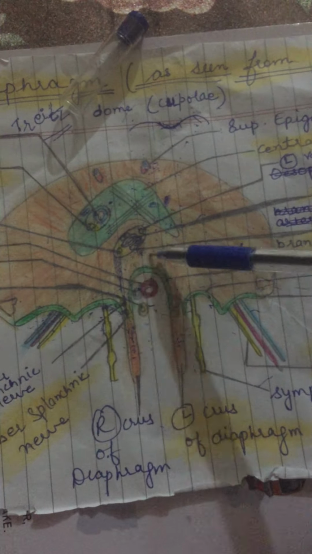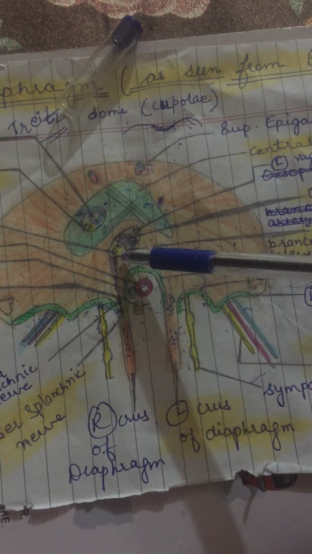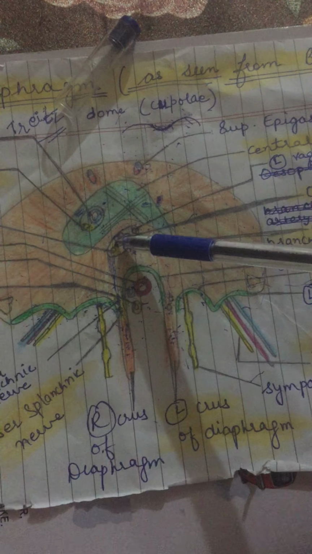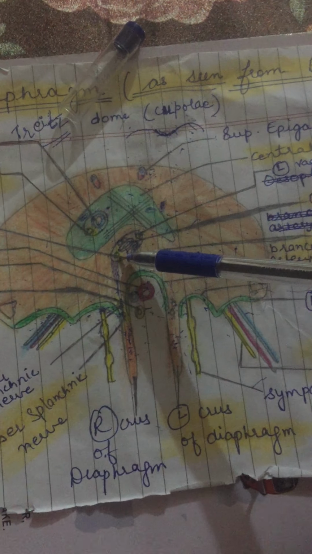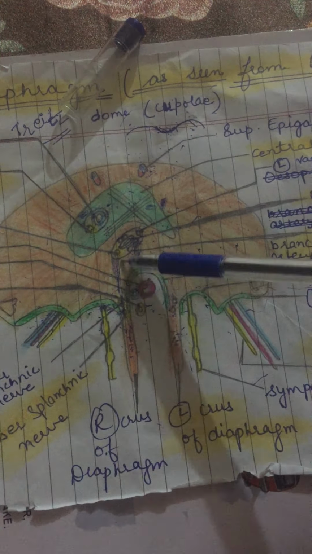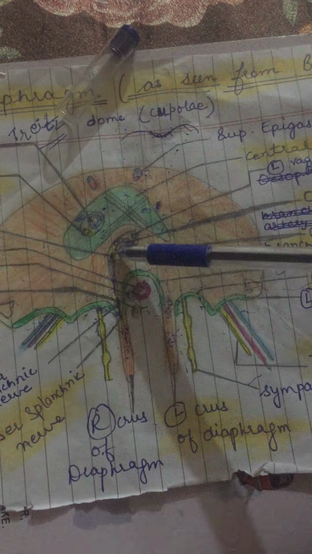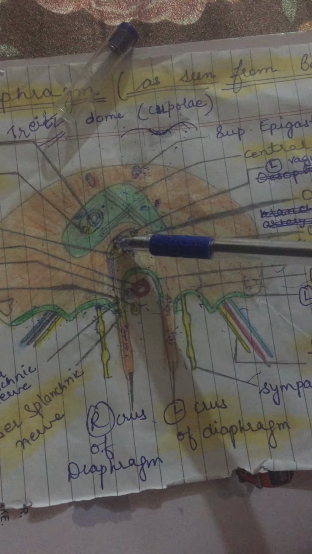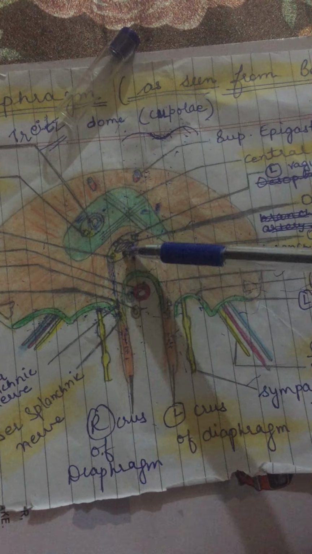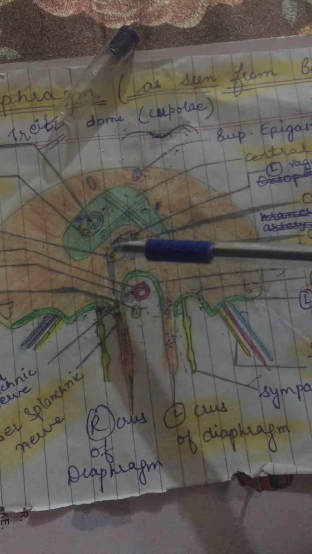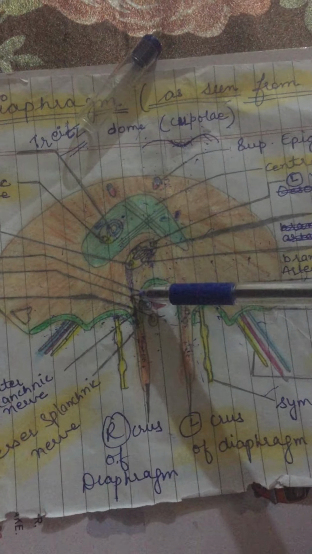Close to the esophageal opening, the right crus gives attachment to the suspensory muscle of the duodenum, which is attached below to the duodenojejunal flexure. I have drawn here the right crus and the duodenal ligament, or suspensory muscle of the duodenum.